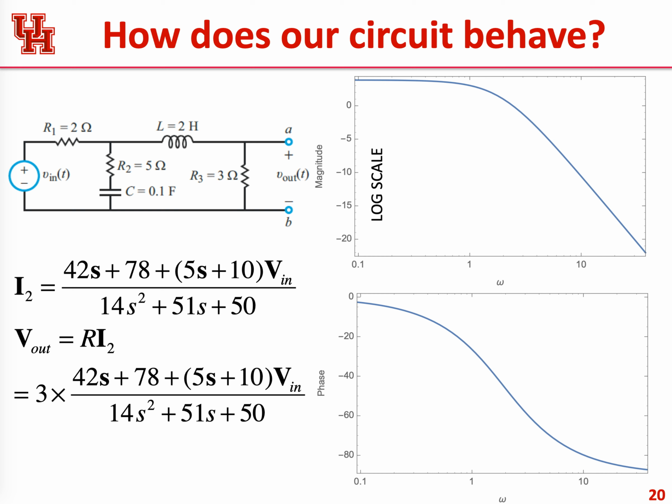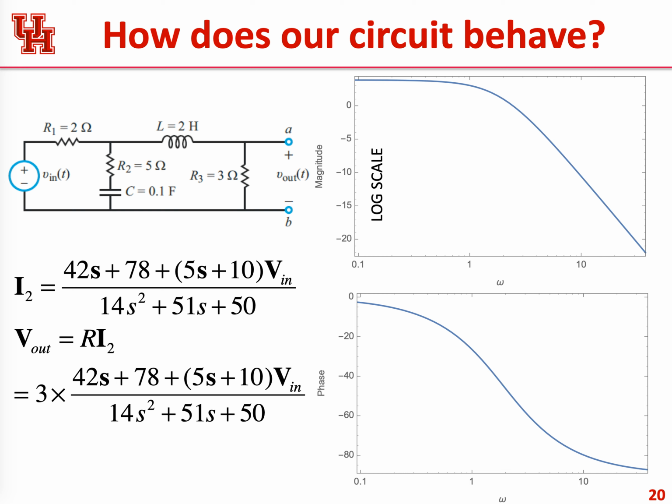What that means is that at very high frequencies, the output voltage is going to be tiny. So if you were to plot the magnitude of this complex voltage, you'll see that it becomes a very small term tending towards 0. Whereas at low frequencies, as s tends to 0, the numerator is going to appear more and more like 3 times 78.